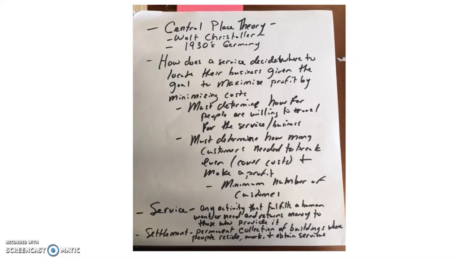Examples would be the person who makes your food at Chick-fil-A, the person who cuts your hair, the person who sells you your Justin Bieber tickets, the doctor who's checking up on you when you're sick. All those are services, to the service I provide, which is educating you. And a settlement is a permanent collection of buildings where people reside, work, and obtain services. That's what a settlement is. So just some basic background there for you.